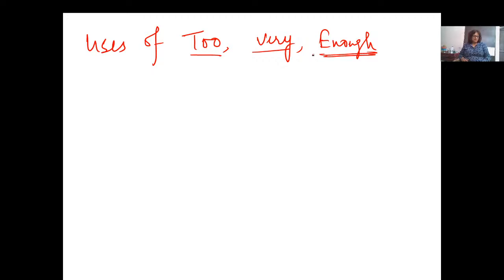So the first point we have to remember, to means TW. At first we have to discuss TW. To means more than required.